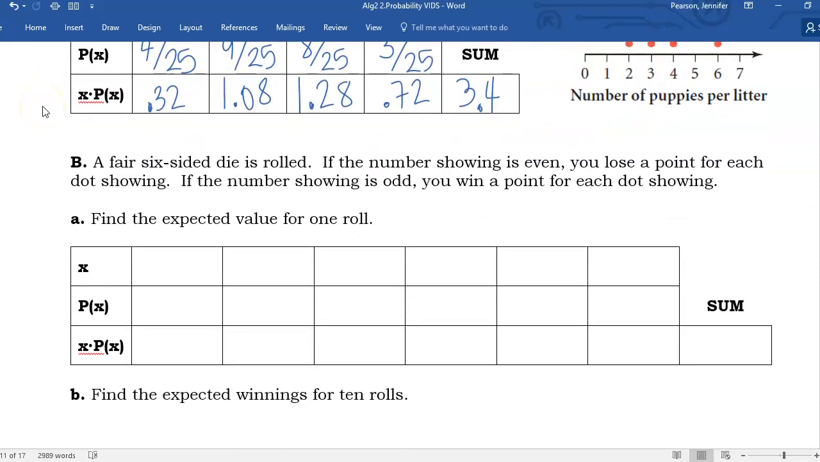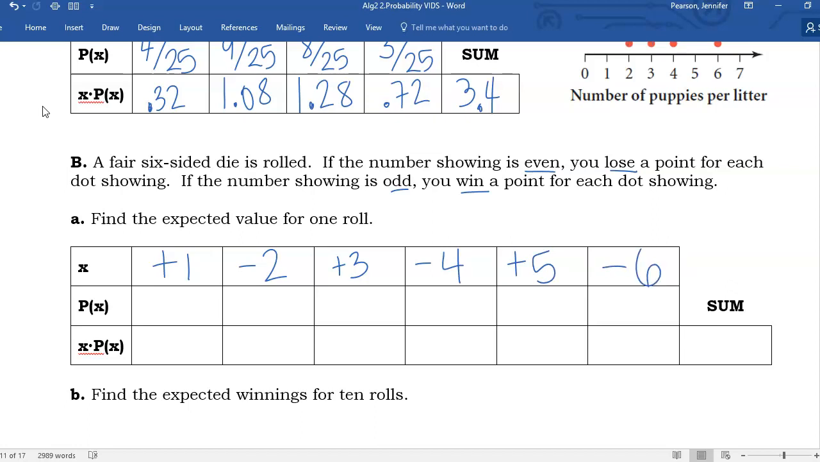Okay, a fair six-sided die is rolled. If the number shown is even, you lose a point for each dot showing. If the number is odd, you win a point for each dot showing. Find the expected value of one roll. If the number is odd, you win, so we're going to win 1. If the number is even, you lose, so we're going to lose 2. I'm going to fill out my die numbers, alternating win, lose, so we can win 3, or lose 4, or win 5, or lose 6.